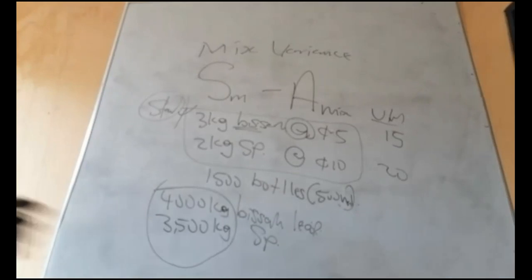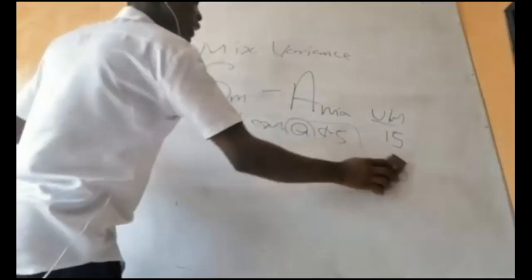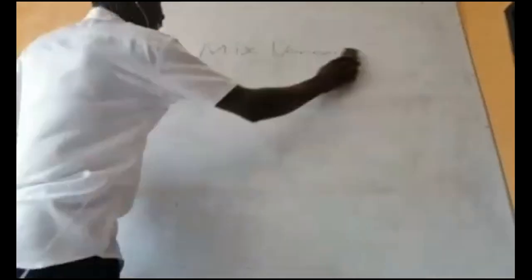Now to get the mix variance. Now that you know that the mix variance is the difference between the standard mix and actual mix. That's all. Step 1. Calculate the total actual mix. The actual quantity used. Here it was 4,500 and 3,000 or so. Good. So you put them together, making 7,500. That's the total. So that's the step 1. Calculate the total actual mix.